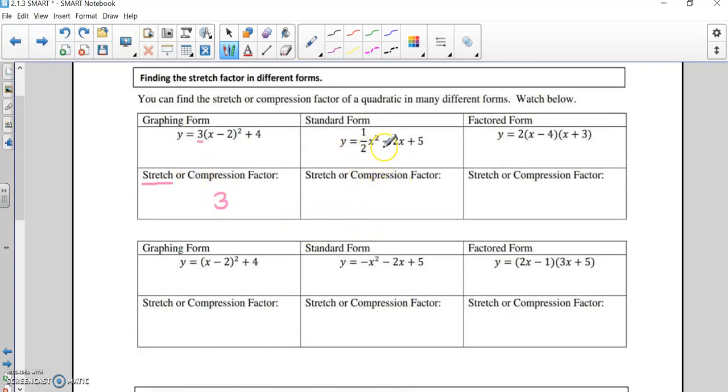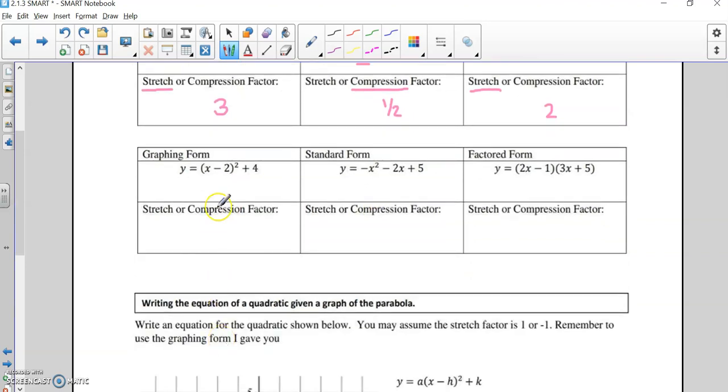For this one, if you're in standard form, all you have to do is take the number attached to the x squared. That's going to be your stretch or compression factor. This time it's a 1/2, and because it's a number smaller than 1, a fraction, that means it's going to be a compression. For this one, we can just take that 2. Note that there are no numbers on our x's. If there were, this would be different, but in this case, it's just going to be 2. And because it's a number bigger than 1, it's going to be a stretch.